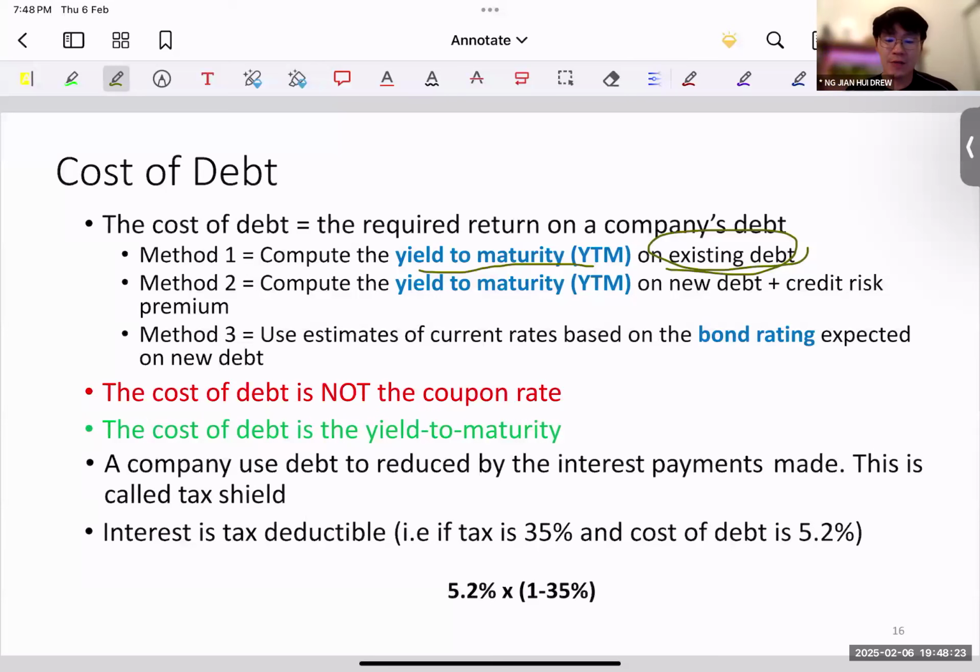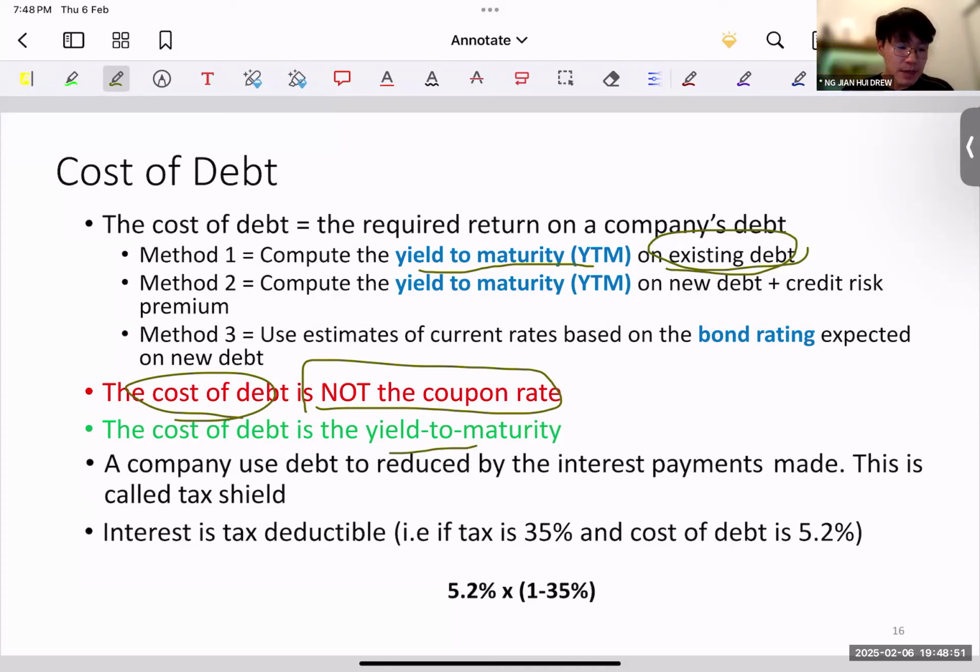But you must add any kind of credit risk premium. And then the third method is using the current rate based on the bond rating. We'll see what that means. But what's important I want to highlight is that the cost of debt is not the coupon rate. Whenever we look at questions, sometimes they ask you to calculate the cost of debt, and then they give you the coupon rate and all. So please be very careful. Your cost of debt is your yield to maturity.